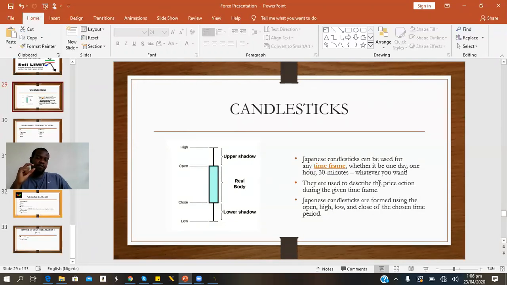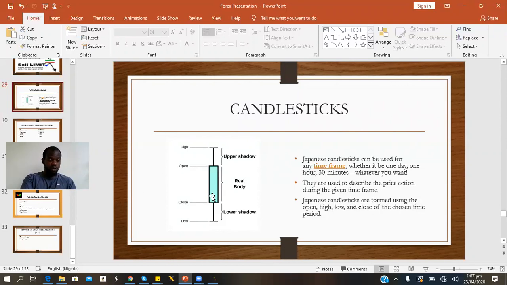Candlesticks are formed using the open, when the market opens for that time frame, the highest point, the lowest point, and the point at which that candle closes for that time frame. If you can see my slide presentation, this is what a typical candle looks like. But remember, their colors are different. For the purpose of this series, we have chosen the bearish candle, a sell candle, to be red, and a bullish, buy candle to be green.